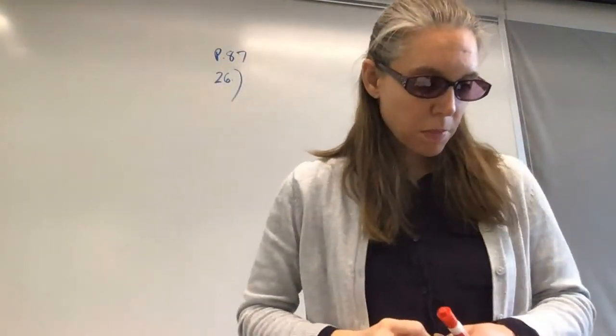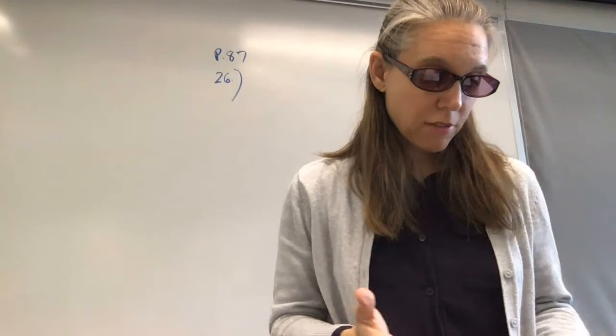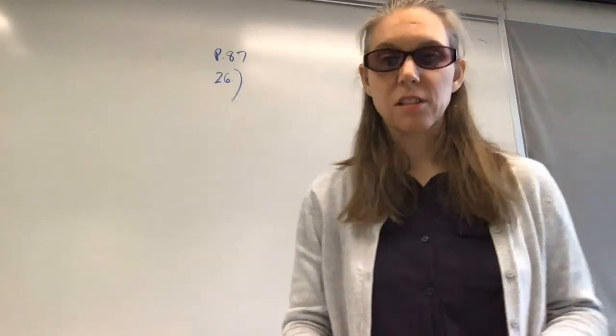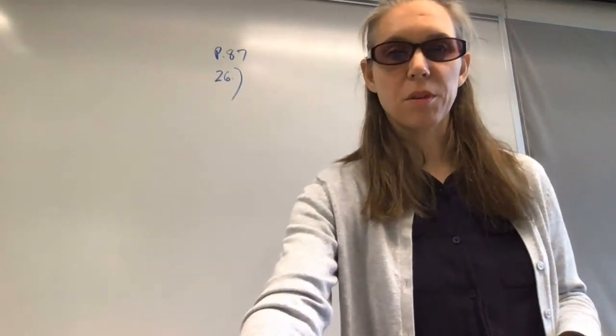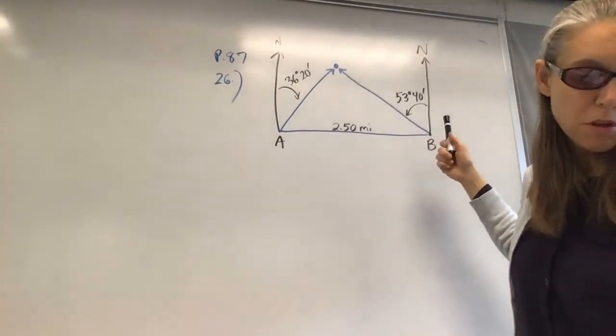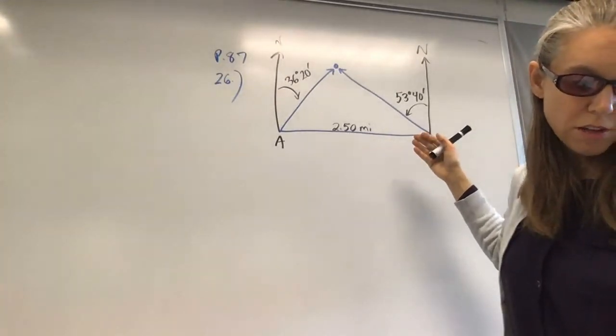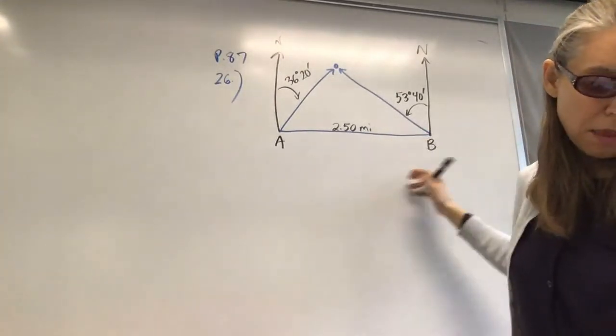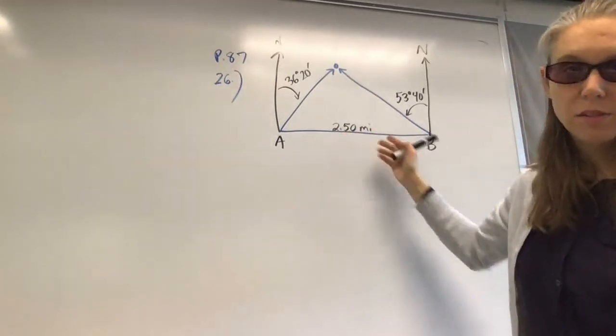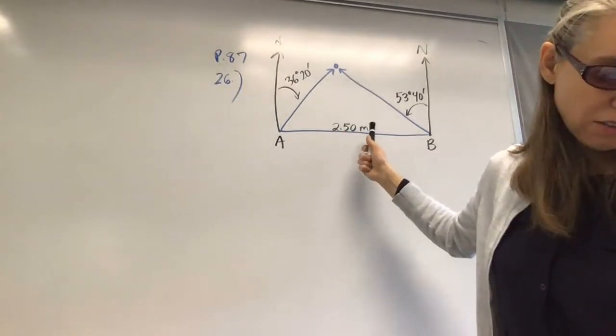And in this problem, it says that we have a diagram already given to us. So let me go ahead and put that diagram up on the board. So here's our diagram. We have radio direction finders set up at points A and B. They are 2.50 miles apart. Notice the 3 significant digits.